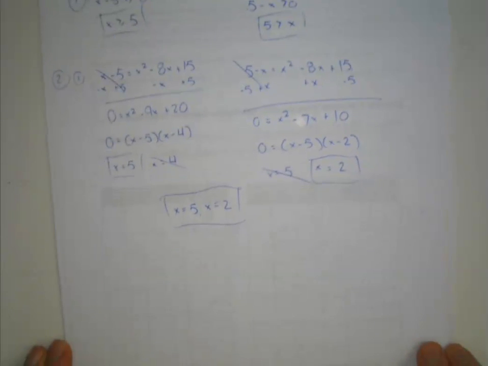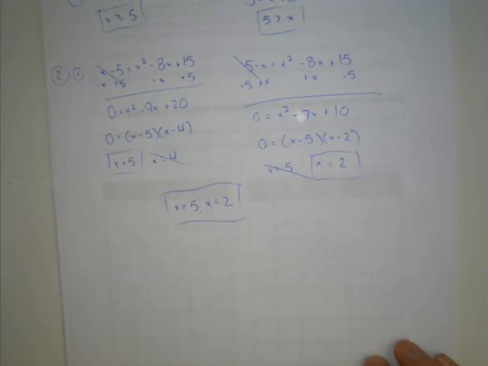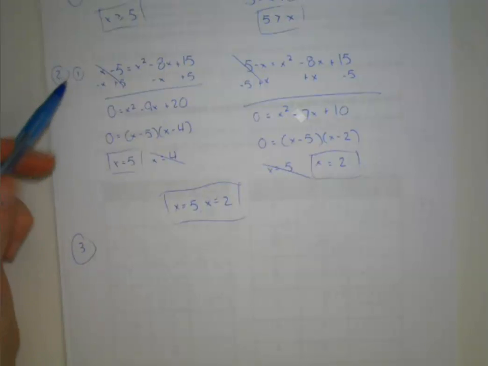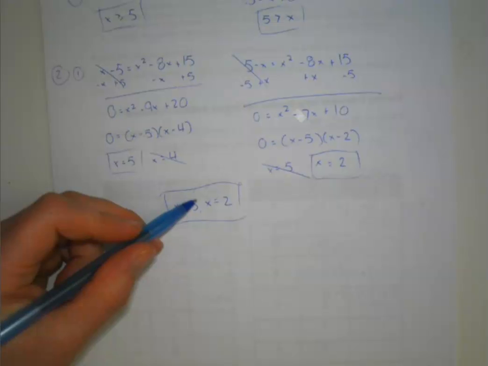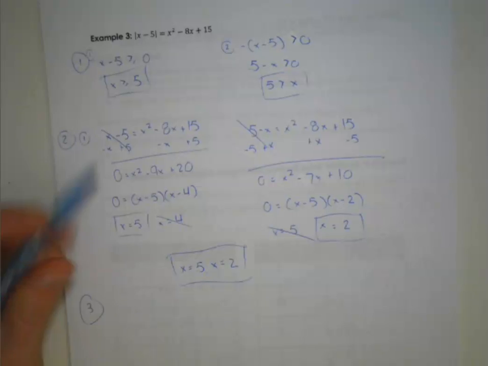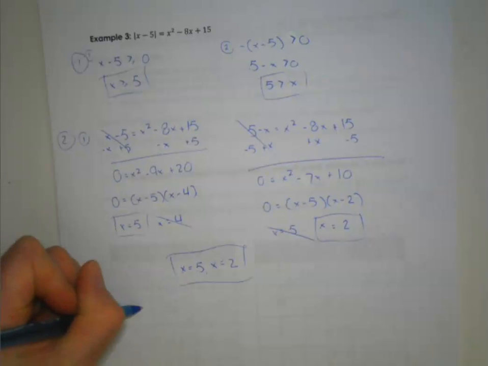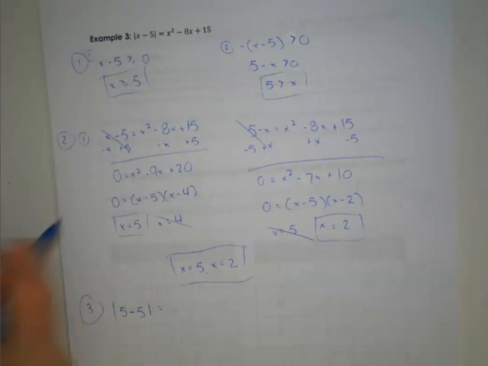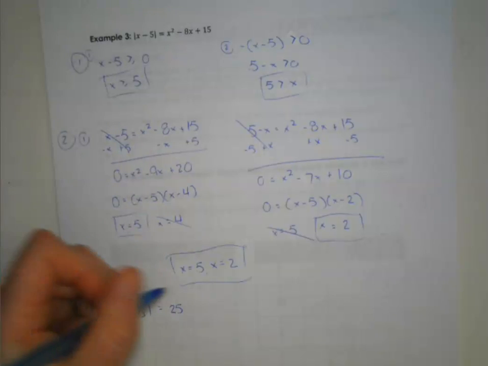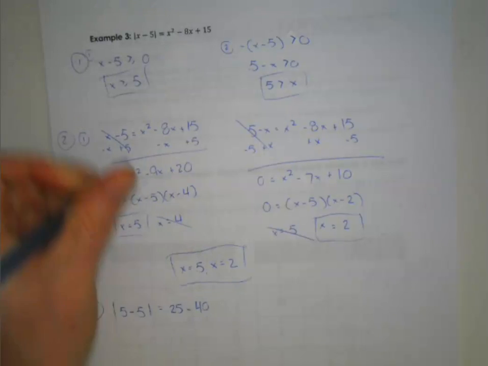Now I'm going to walk you guys through a different way to verify instead of graphing. So just one thing you can fall back on if you don't love the graphing. So we can verify by substitution. Basically that means we would take each of these values, substitute them into the original equation, and determine whether they're accurate. So for x equals 5, we would do absolute value 5 minus 5 is equal to x squared, so 5 squared is 25, minus 8 times 5 is 40, so minus 40, plus 15.